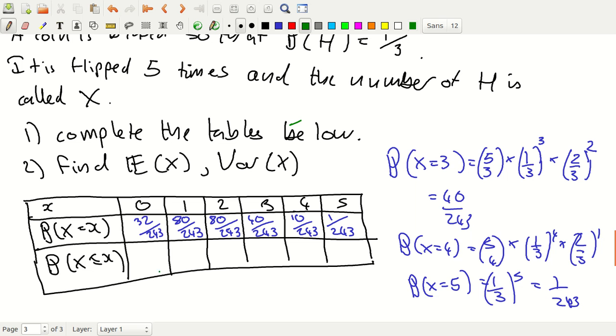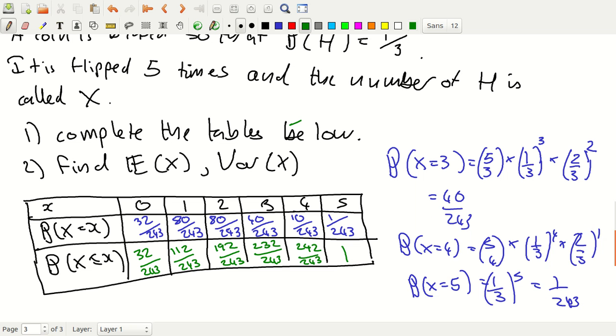So the chance that x is at most 0 is 32 over 243. The chance it's at most 1 is you just add the two preceding numbers together: 112 over 243. The chance that x is at most 2 is 192 over 243, then 232 over 243, adding 10 over 243 to that gives you 242 over 243, and then just at the end you get 1, which is very reassuring. That shows we haven't made a mistake. All the probabilities do add up to 1.